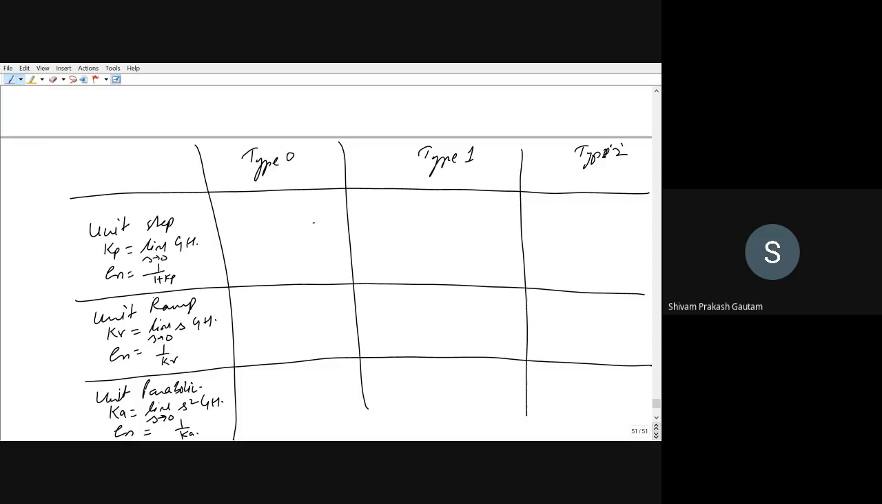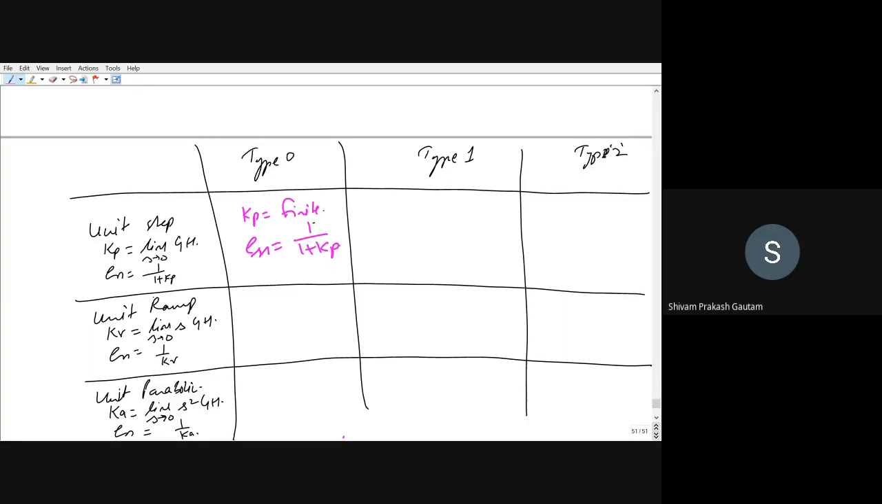Now one by one we will fill whatever entries are there in the table. Now suppose we are having a type 0 system. Type 0 means no poles at origin. So Kp will be finite. Why? Because type 0 means GH has no poles at origin. So you will get a finite error. You can calculate the steady state error by the formula 1 upon 1 plus Kp.